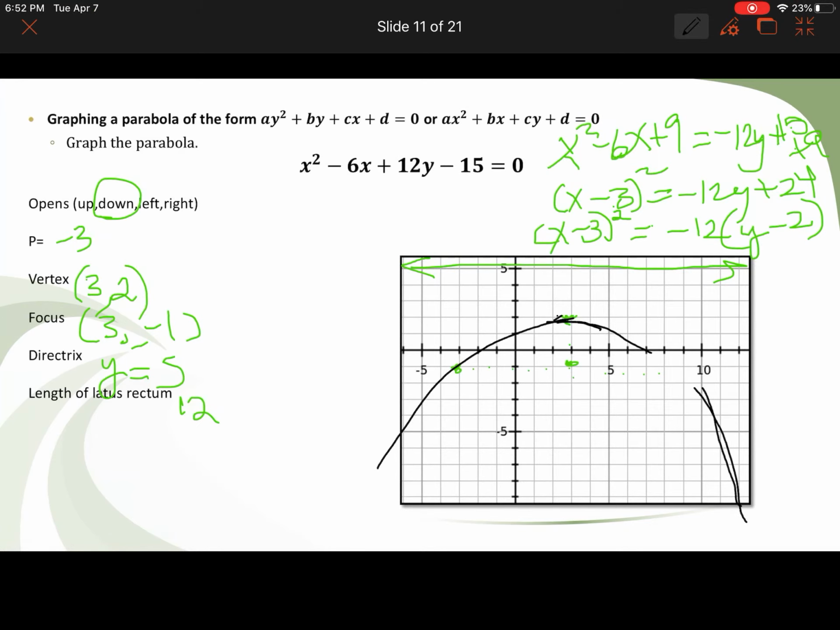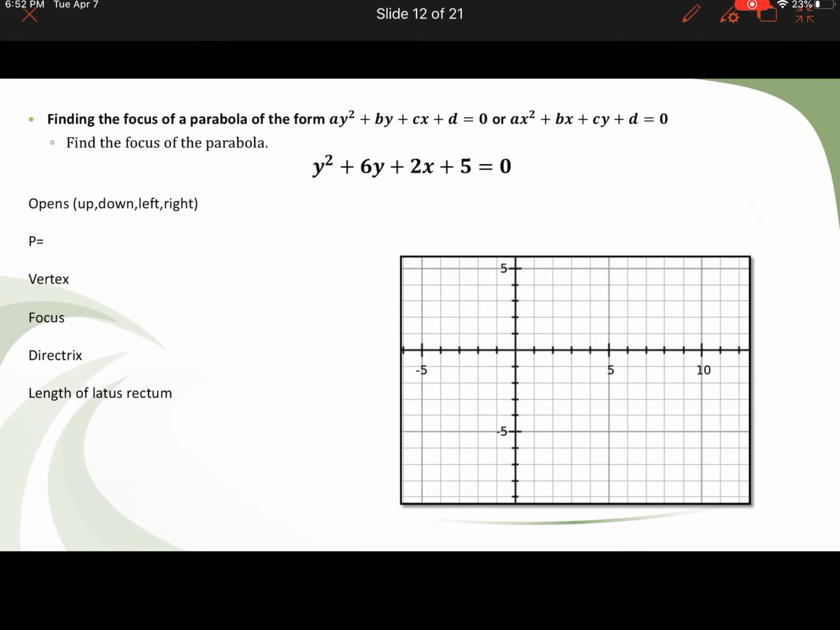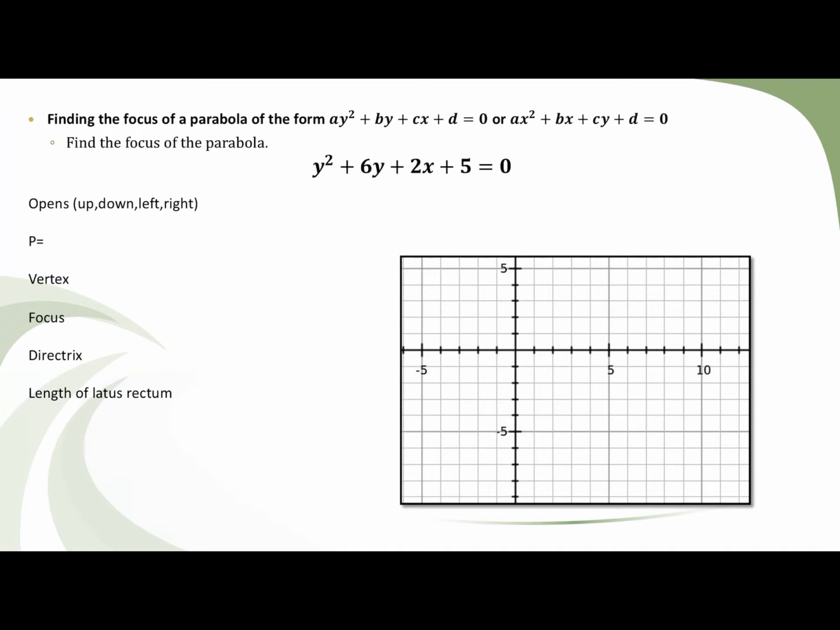Close. Okay. All right. I want you to try this yourself. Go through and complete the square and then find all these different things and graph it, and let's see if you can do the whole thing yourself.